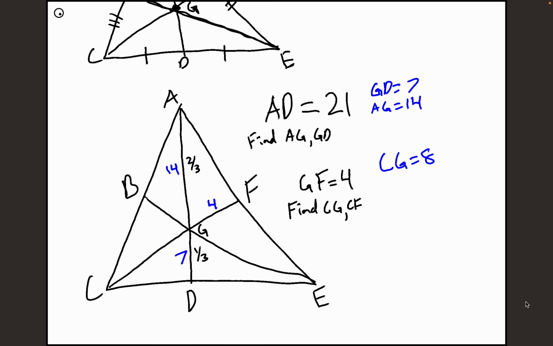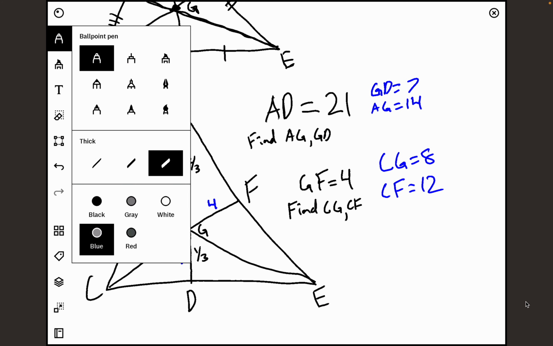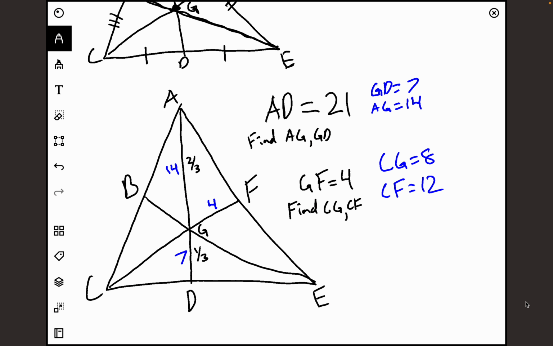Now I have CG and GF. How do I find CF? Just add them together. So what do we get for CF? 12. Perfect. Let's write 12 there.